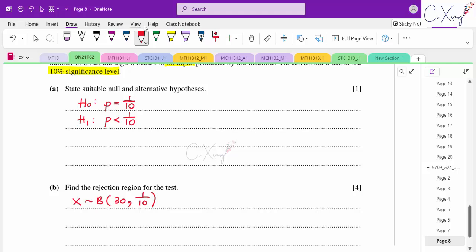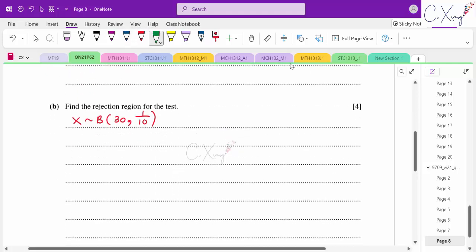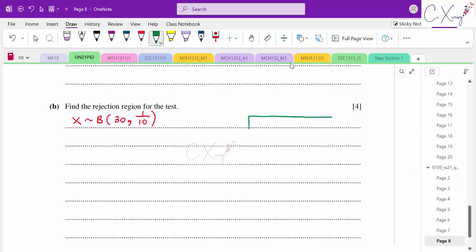Okay, then now I want to find the rejection region. Maybe before I find the rejection region, I try to draw a simple diagram to help me visualize the detail first. This diagram that I show you here cannot be shown in the exam because it is not the correct diagram. But it's just to help us understand it easier, if you can't visualize, then you can use this small diagram to guide you. But again, you cannot draw this in the exam.